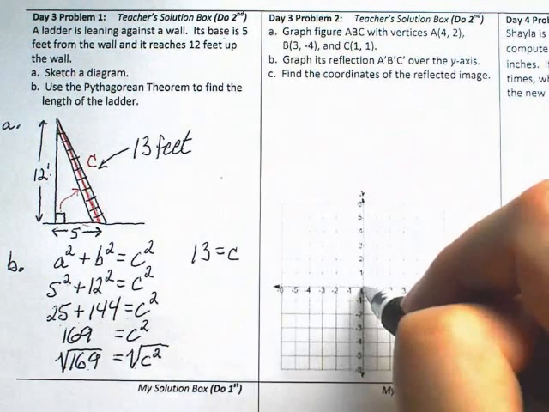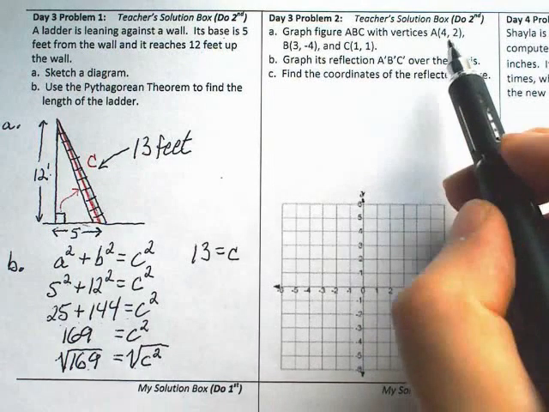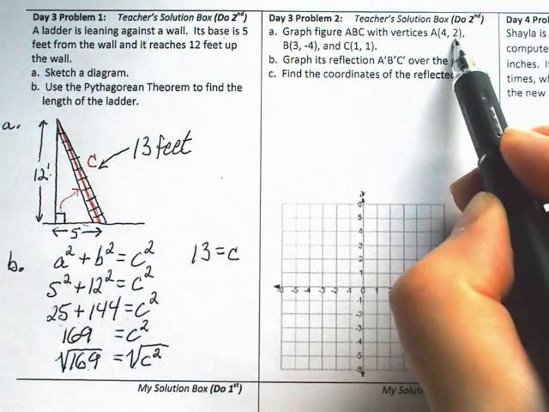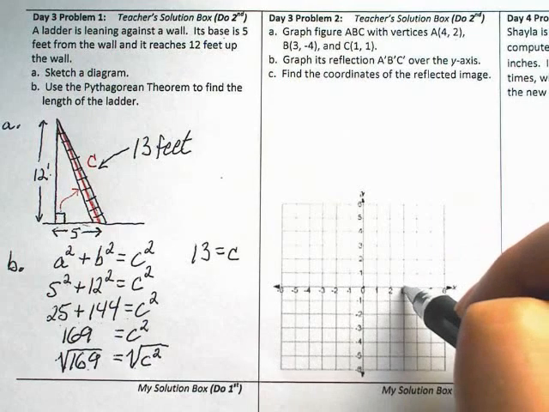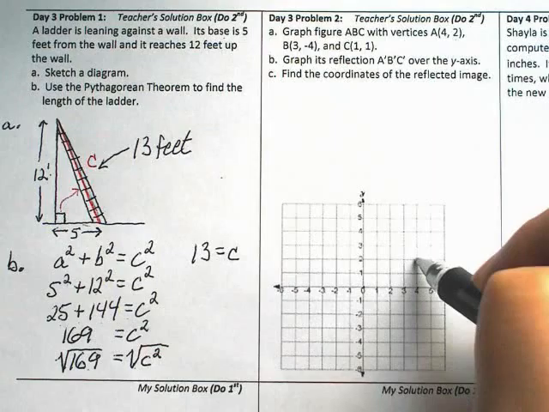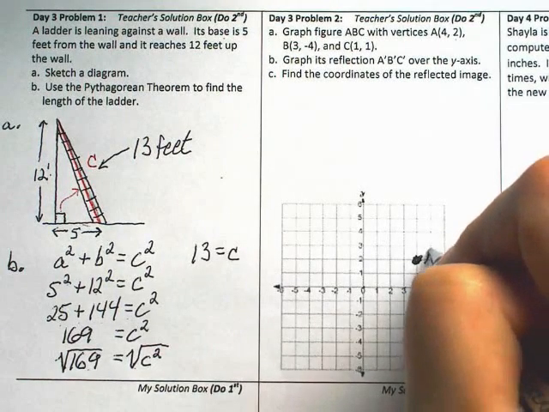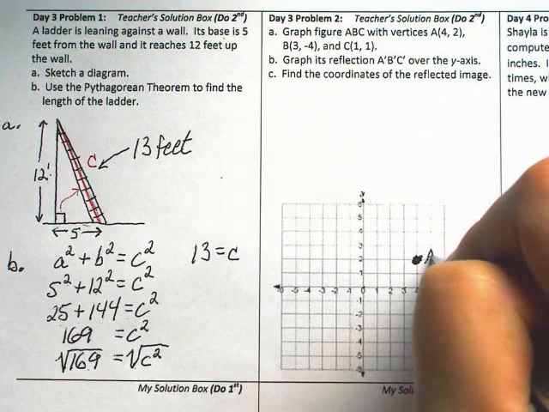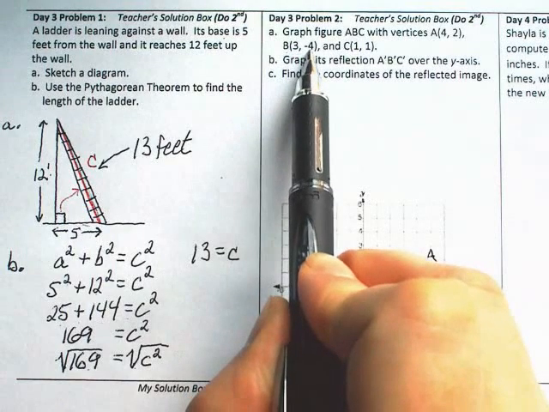Let's find that. So starting at the origin, the first number in the parentheses is 4, so to the right 4, and then the second number in the parentheses is 2. That would be up 2. So let's see. 1, 2, 3, 4, and now up 2. 1, 2. Here is a dot, and this is point A.